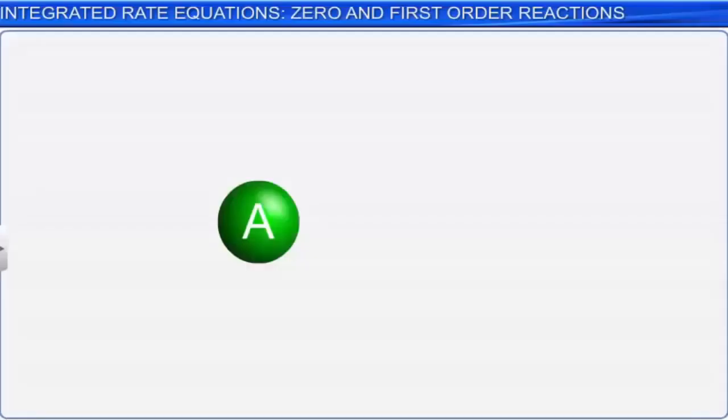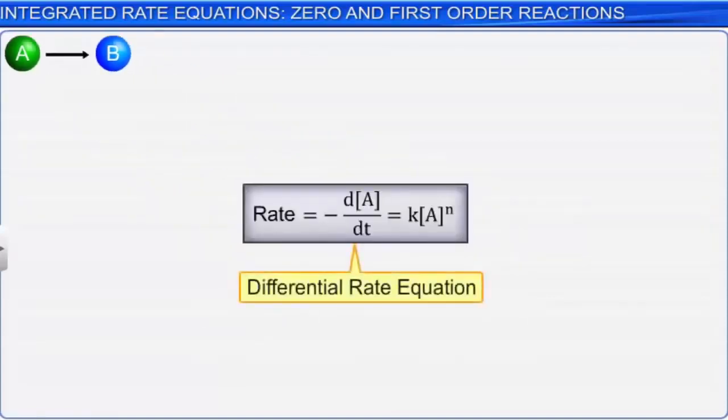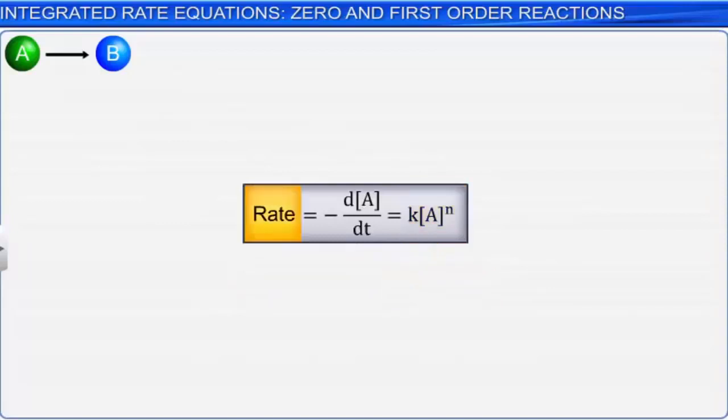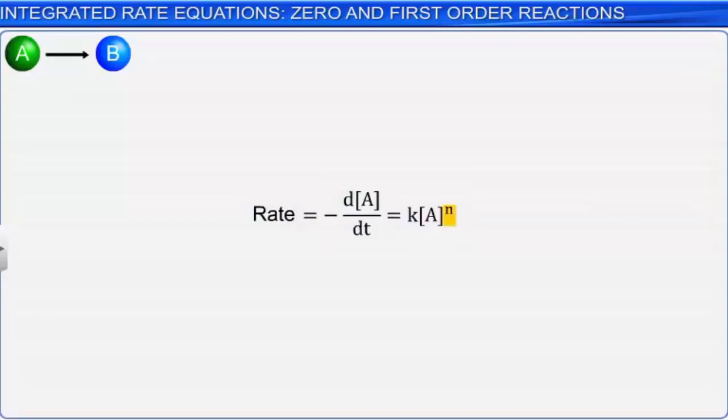Consider a simple reaction in which reactant A gives product B. Using the differential rate equation and rate law, we can write the rate of the reaction in terms of the rate of disappearance of reactant A as minus dA by dt equal to K into concentration of A to the power n, where n is the order of the reaction with respect to A. If the order of the reaction is 0, that is, if the rate of reaction doesn't depend on the concentration of the reactant, then n is equal to 0.